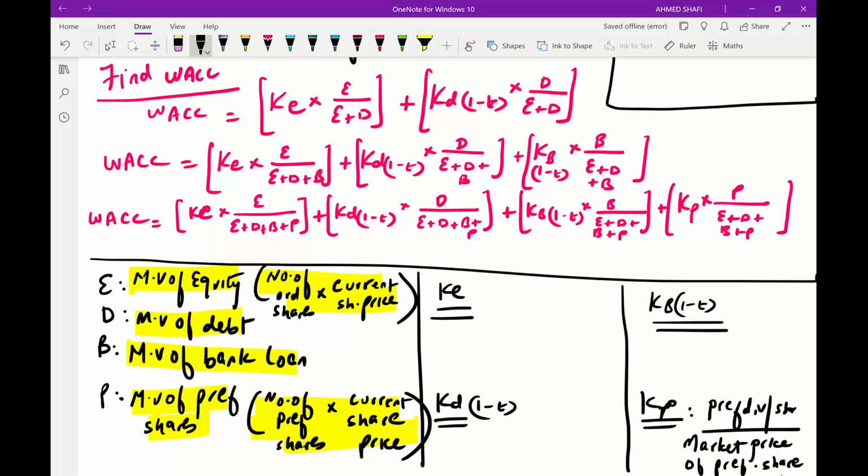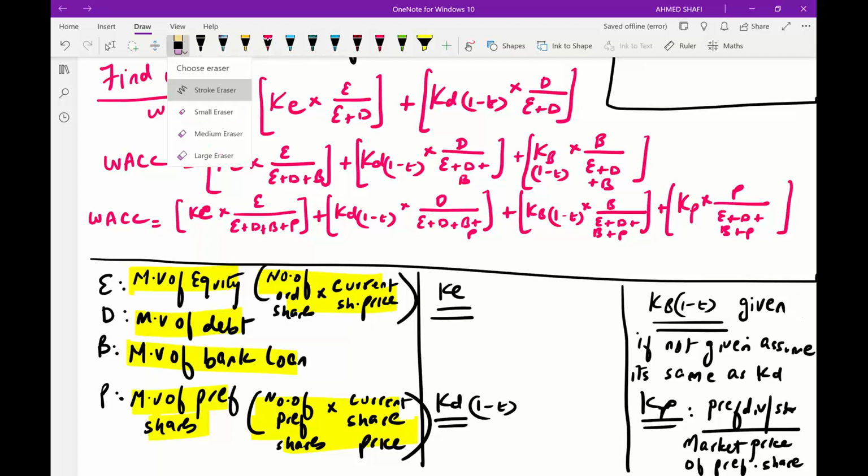Okay. For KB, cost of bank loan, listen carefully. Either it's given, and if not given, assume it's same as KD. Either it's given, if it's not given, assume it's same as KD. Okay.